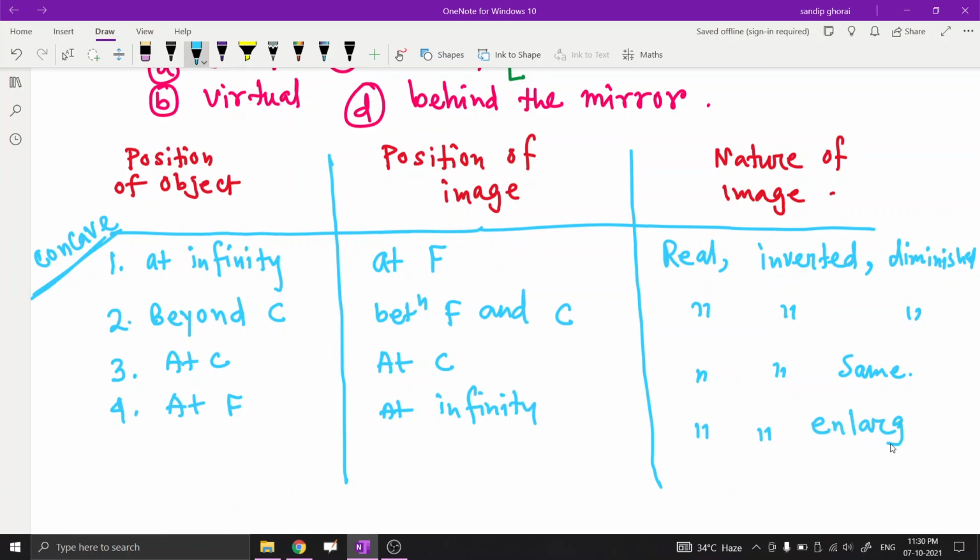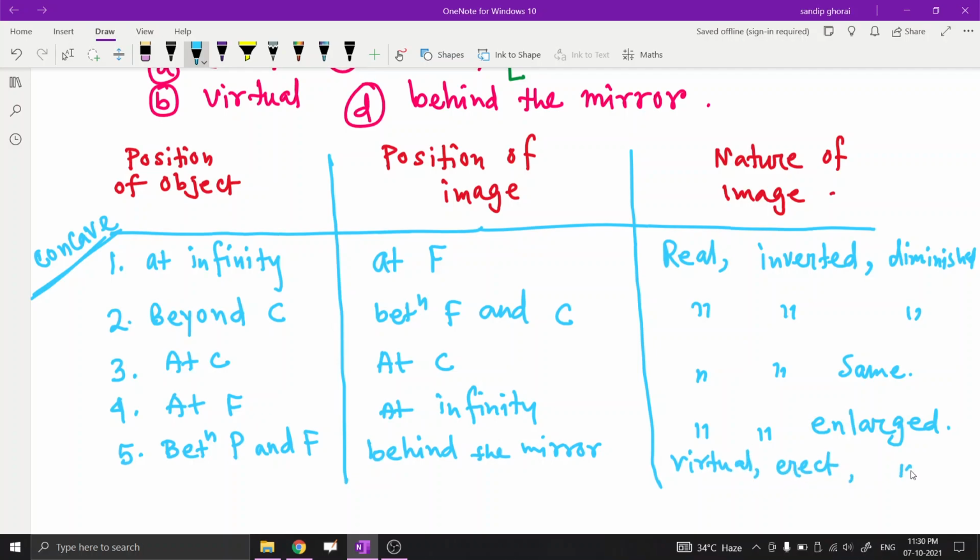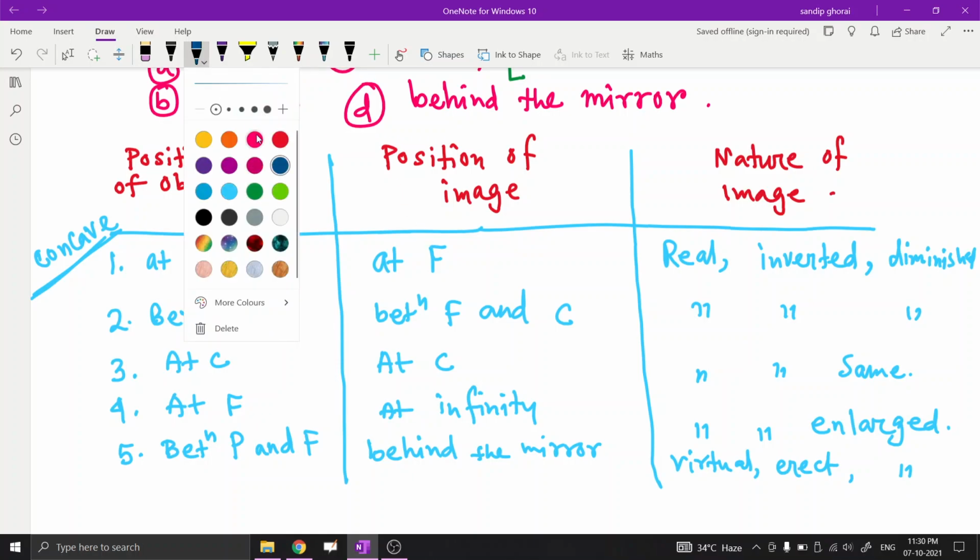And the final one for the concave mirror is when the position of the object is between P and F. The position of the image is behind the mirror, and the nature of the image is virtual, erect and enlarged.